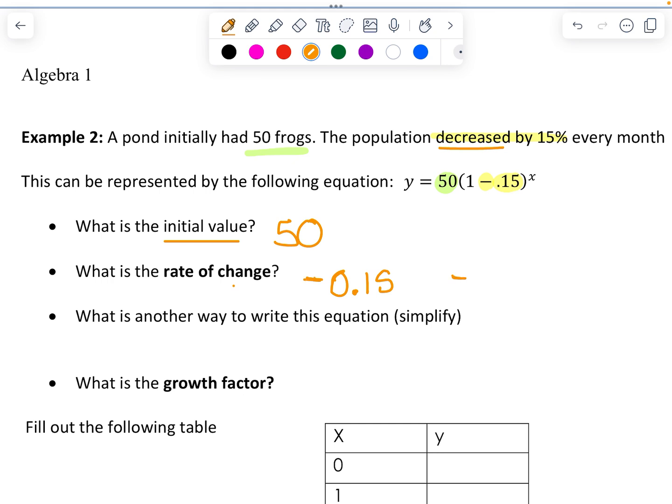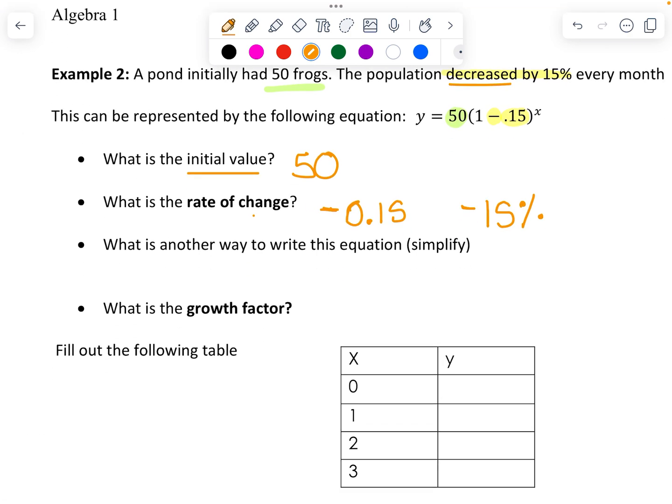Negative 0.15 or negative 15% would be fine also. Another way to write the equation, so it's simplified: if you do 1 minus 0.15, we are left with 0.85, or 85%. And that's the number that you would multiply by. So what is the growth factor? It is 0.85. It's the simplified number.